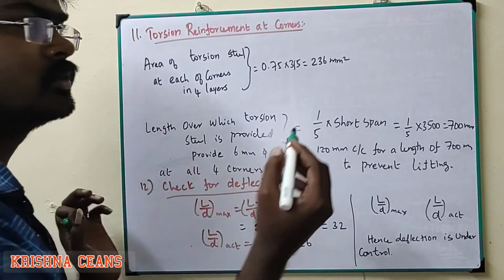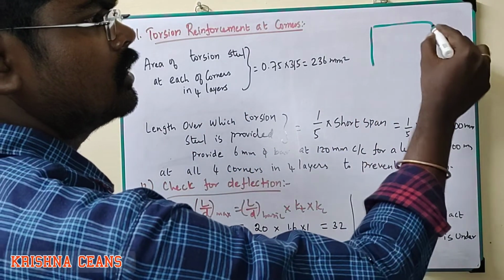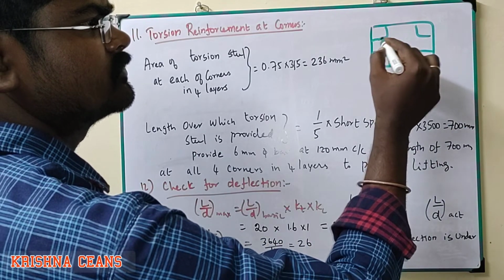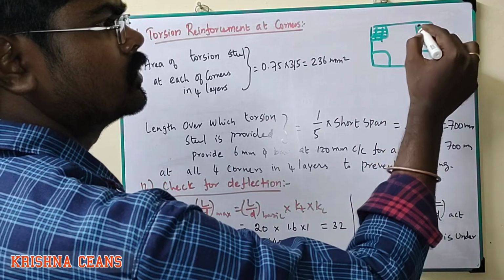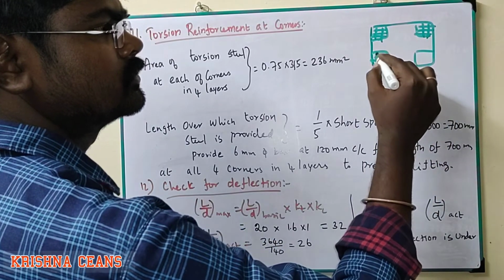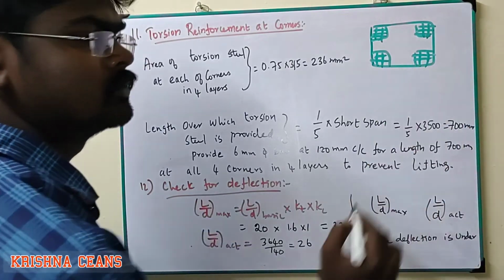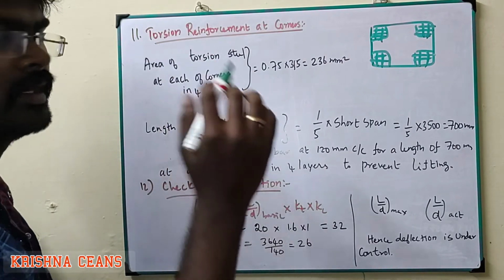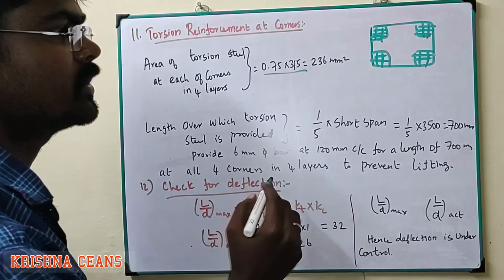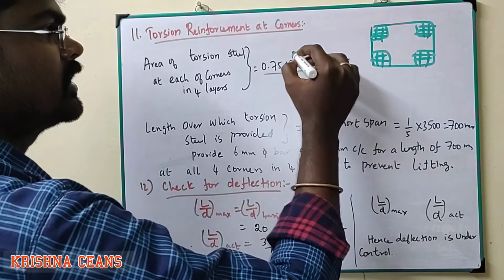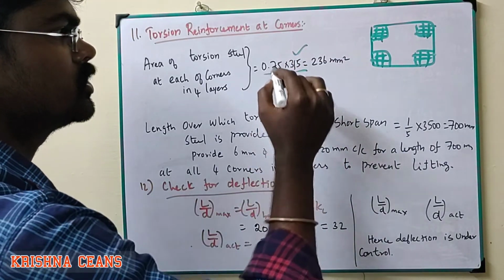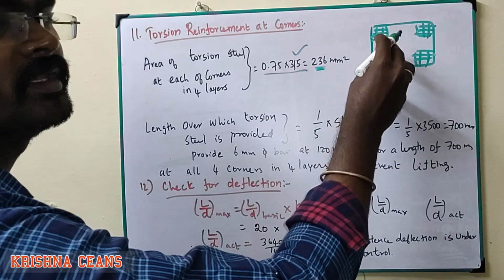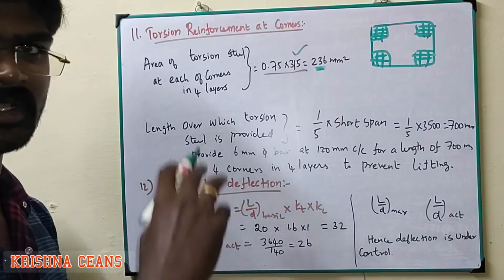So step number 11, to prevent the lifting, at all four edges we need to provide extra reinforcement. For that we need to calculate the area of torsion steel at each of the corners in 4 layers. The formula is 0.75 times AST. Our AST is 315 mm square, so 0.75 times that is 236 mm square, which we need to provide at this location, especially at all the 4 corners.